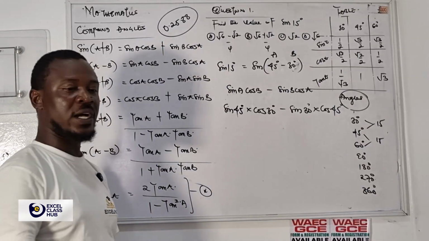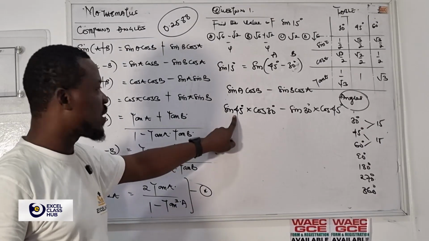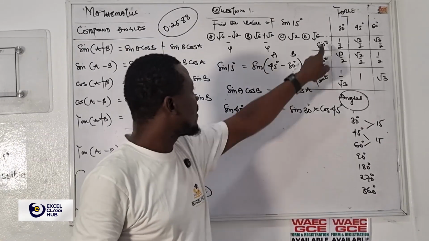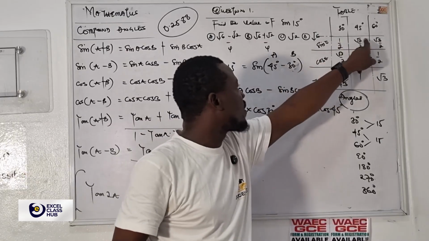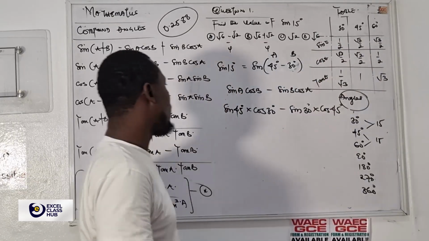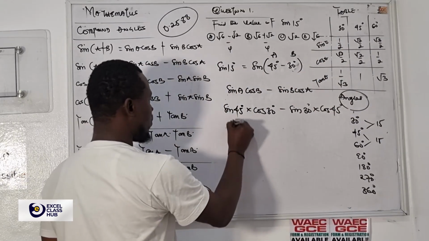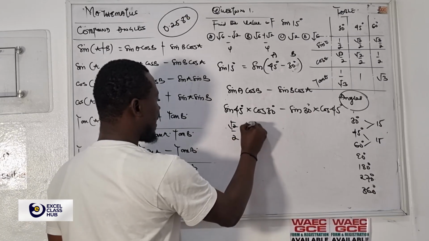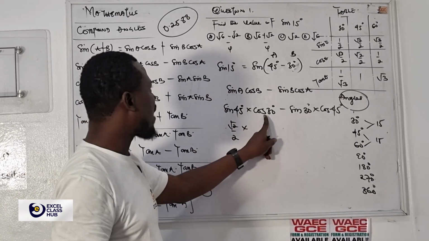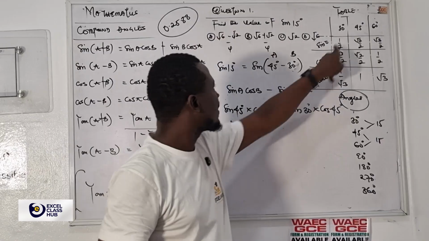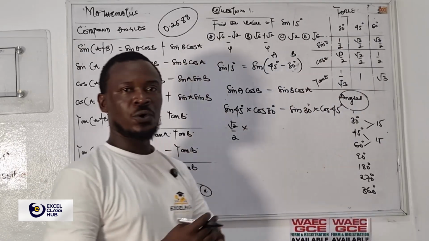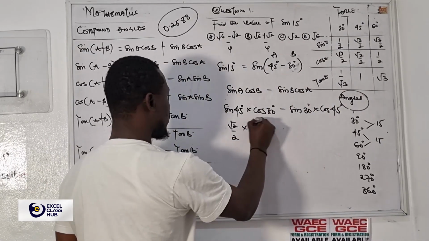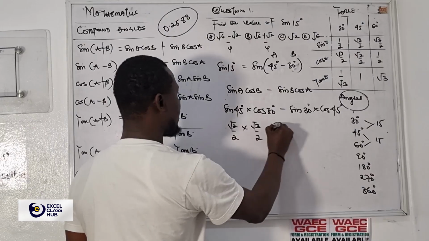So JAMB says don't use calculator. Me going back now, what is your sine 45 from your table? This is a sine, abi. Sine 45 from your table is root 2 over 2. So I'll change this sine 45 back to root 2 over 2 times. What is my cos 30 from the table? Cos 30 gives you root 3 over 2. This one changes to root 3 over 2. And you have minus, abi.